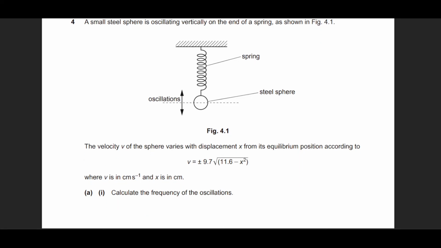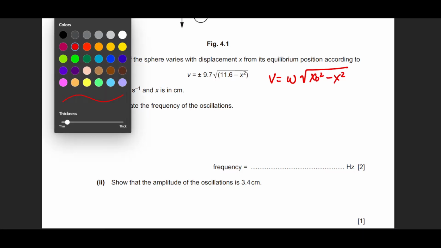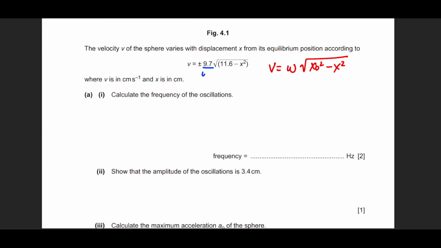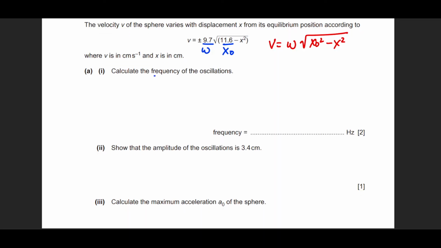Anyways, the small sphere is oscillating, so I believe this question is going to be from SHM. He has given me the equation for velocity, and we know that the velocity equation is also mentioned in the data booklet: omega under root of x naught squared minus x squared. So I can figure out two things looking at this. This is actually equal to omega, and this is my x naught, which is what he's going to ask you in the next parts. He says find the frequency, no problem. So omega is equal to 9.7, which is equal to 2 pi f, right? So we can simply find the frequency. f equals 9.7 divided by 2 pi.